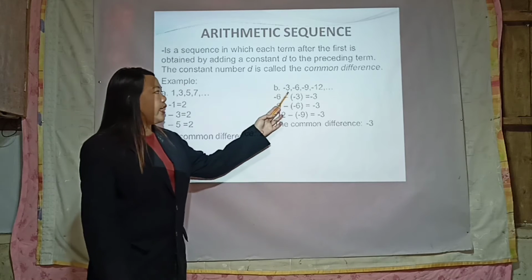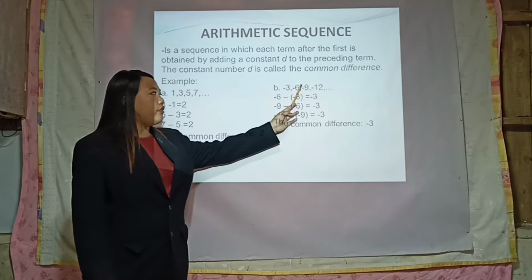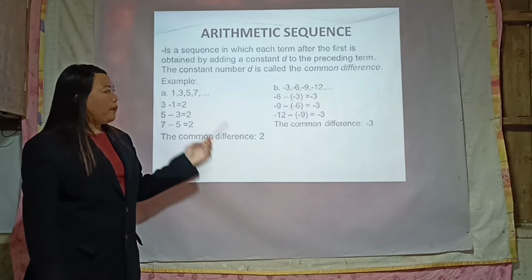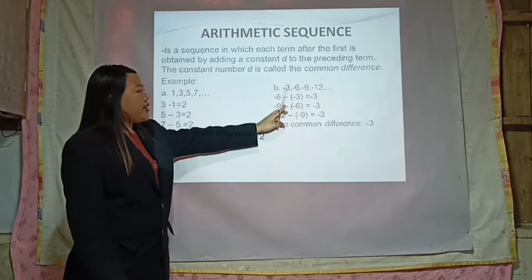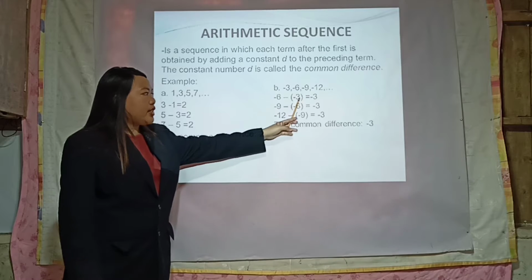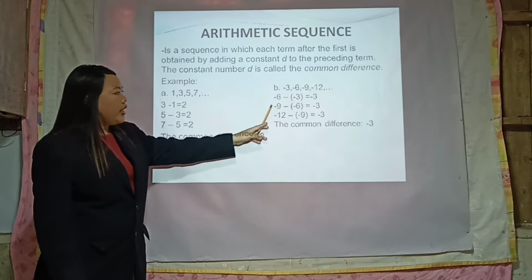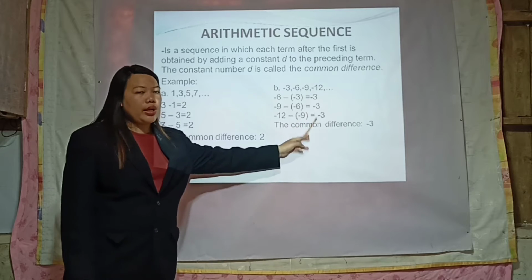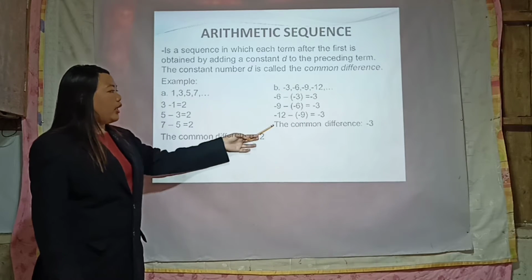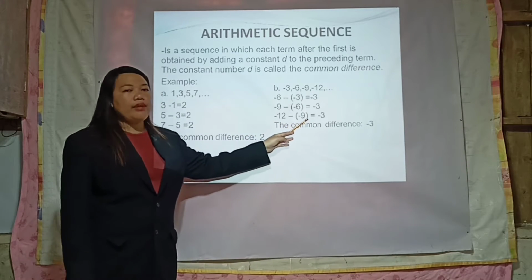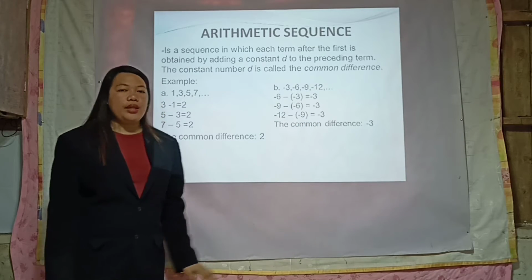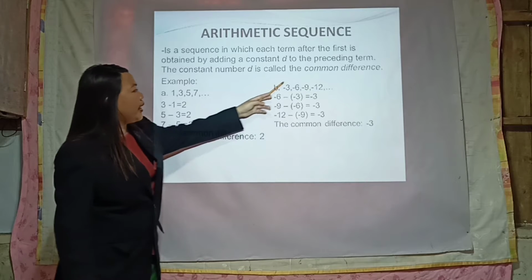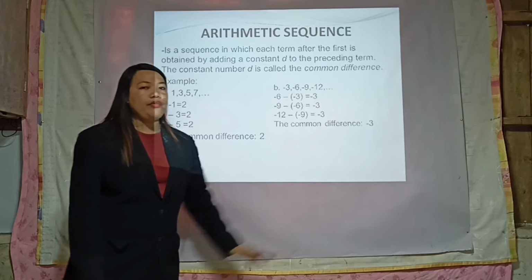Negative 3, negative 6, negative 9, negative 12, and so on. Negative 6 minus negative 3 is equal to negative 3. Negative 9 minus negative 6 is equal to negative 3. Negative 12 minus negative 9 is equal to negative 3. Therefore, the common difference of this arithmetic sequence is negative 3.